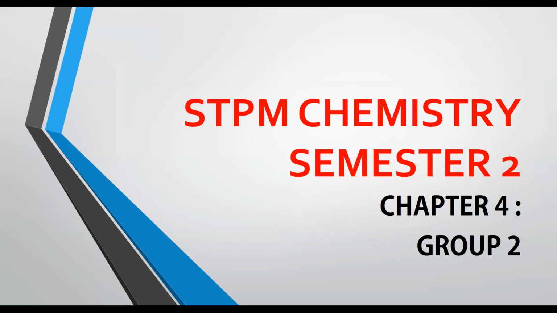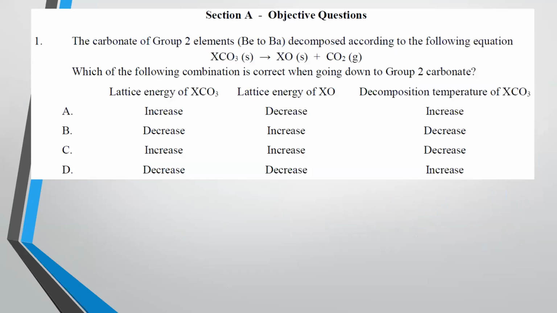Okay, so let's have a look at section A first. Section A objective, question number 1 sounds like this. The carbonates of group 2 elements from beryllium to barium decompose according to the following equation, XCO3 gives XO plus CO2. Which of the following combinations is correct when going down the group 2 carbonates? So A, the hydration energy of XCO3, the hydration energy of XO, and the decomposition temperature of XCO3.